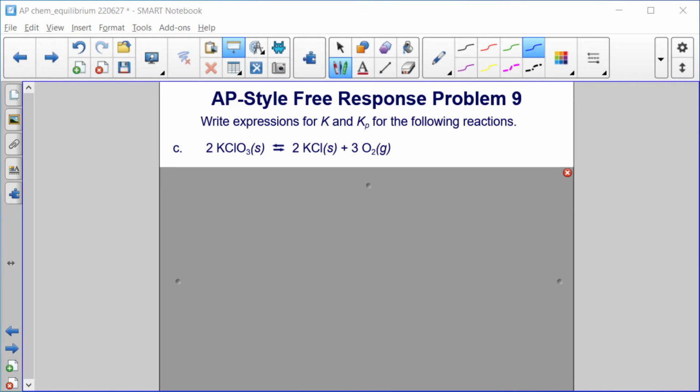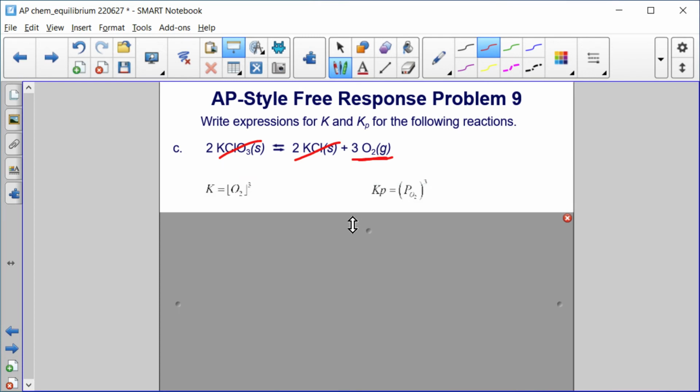Part C, we have 2 solids, so of course we won't include those in any equilibrium expression, and 1 gas. So we get K is equal to the concentration of O2 cubed. The cubed comes from our coefficient 3. And because it's a gas, Kp will look similar, but instead of square brackets for concentration, we'll use parentheses and we'll say P for pressure.